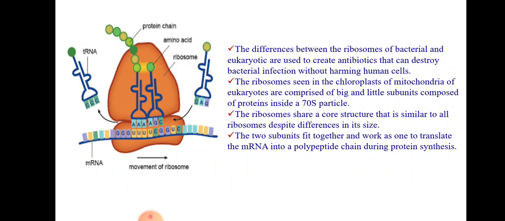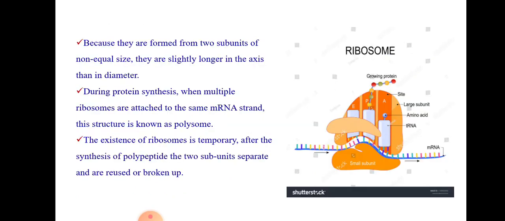The two subunits fit together and work as one to translate mRNA into the polypeptide chain during protein synthesis. Because they are formed from two subunits of non-equal sizes, they are called dimers. During protein synthesis, when multiple ribosomes are attached to the mRNA strand, this structure is called a polysome, and the existence of the ribosome is very temporary. After the synthesis of the polypeptide, the two subunits separate and are reused or broken up.